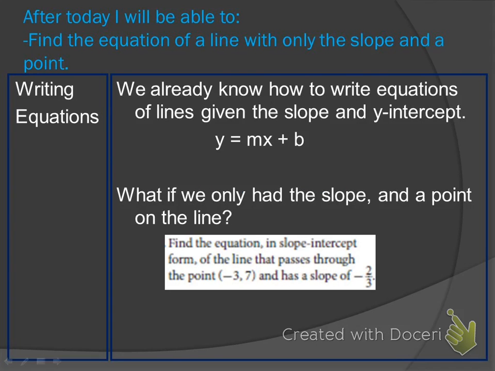As always, here's your goal. Whoops. There we go. Here's your goal. We're going to be able to find the equation of a line with only the slope and a point.